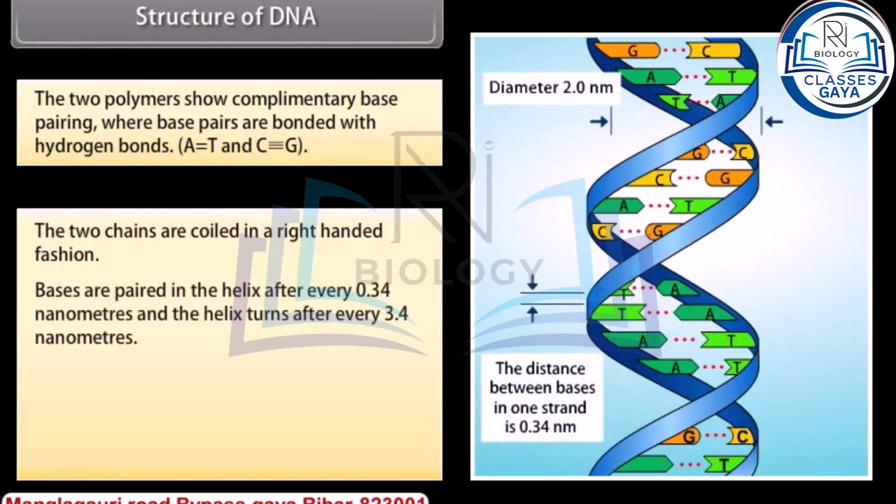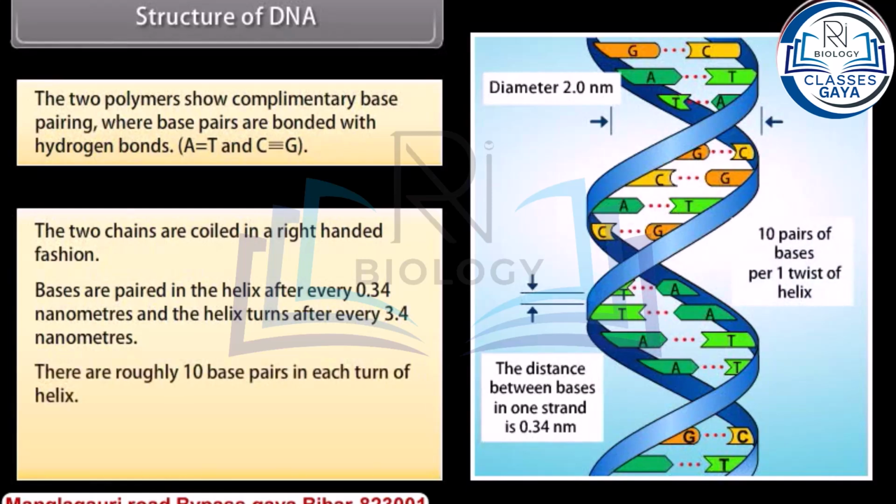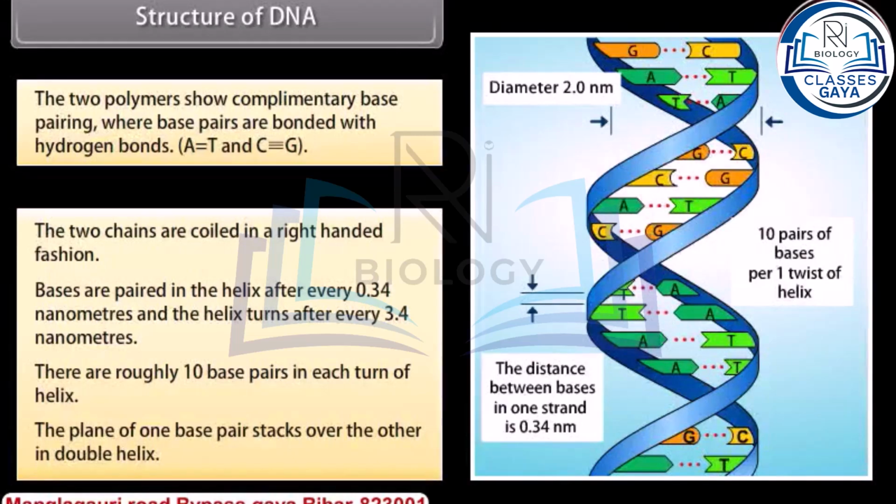Bases are paired in the helix after every 0.34 nanometers and the helix turns after every 3.4 nanometers. There are roughly 10 base pairs in each turn of helix. The plane of one base pair stacks over the other in the double helix.